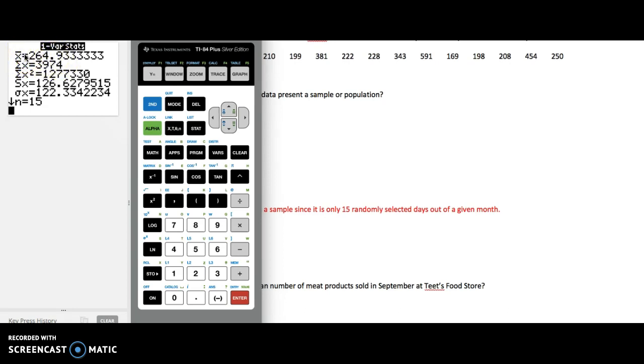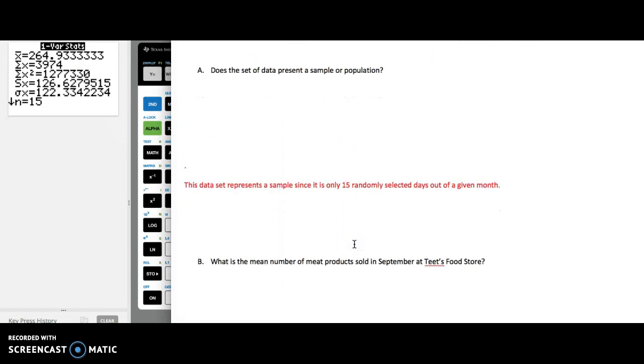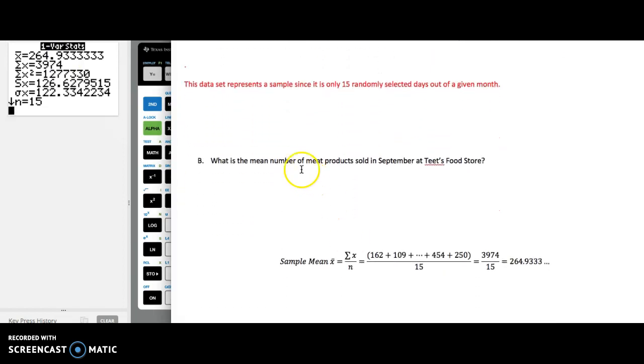So on average, out of the 15 randomly selected days, they sold 264.9 meat products. So that's the very first question. What is the mean number of meat products sold in September at Teats Food Store? Well, since it's a sample, we're dealing with the sample mean. The notation would be x bar. One way to do it is to add up all the data values and divide by the 15 randomly selected days. You end up with the same value. Or use the calculator and it gives you it here.